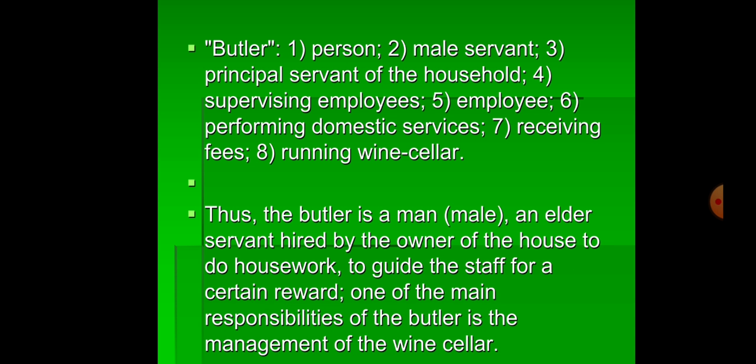For example, butler in the dictionary is defined as a person, second, male servant, third, principal servant of the household, supervising employees, an employee performing domestic services and receiving fees, running the wine cellar. Thus, the butler is a man, male, an elder servant hired by the owner of the house to do housework and guide the staff for a certain reward. One of the main responsibilities of the butler is the managing of the wine cellar.